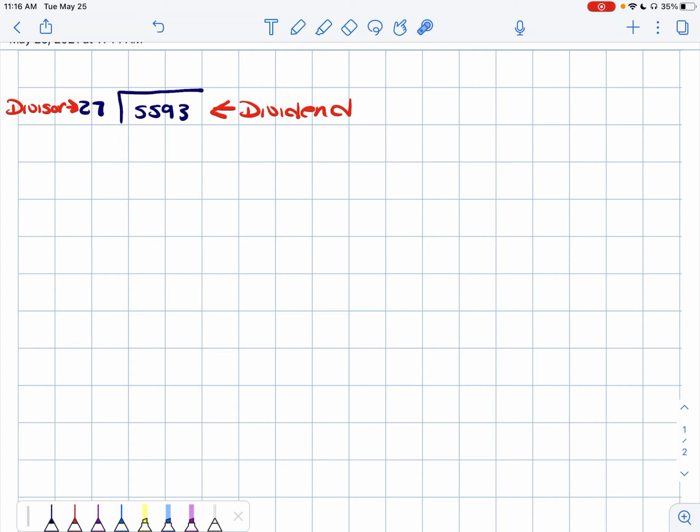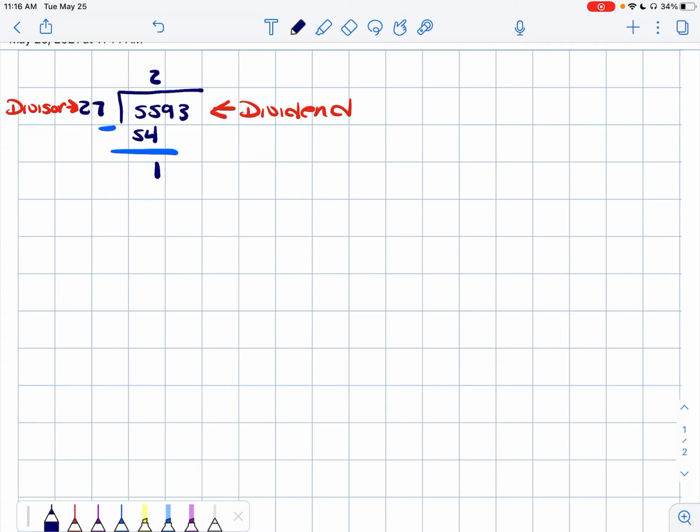So we start off by thinking, how many times does 27 go into 5? Well, it obviously doesn't. So we move to the next digit and we say, how many times does 27 go into 55? Well, it goes in there twice. So we put a 2 in our quotient. Then we multiply. 2 times 27 is equal to 54. And then we subtract. So 55 minus 54 is equal to 1.